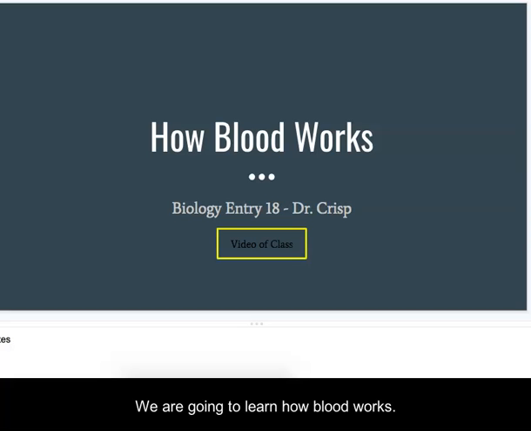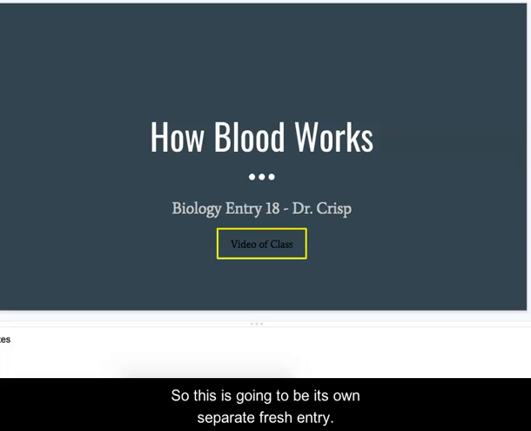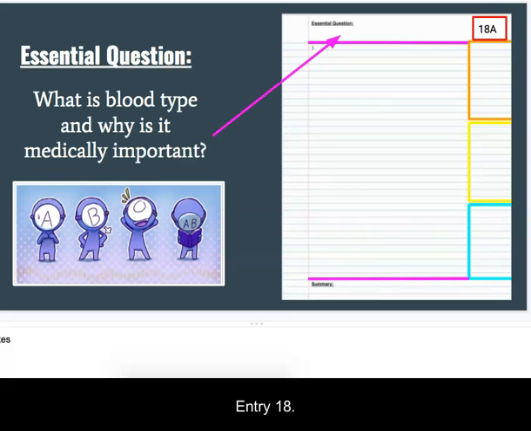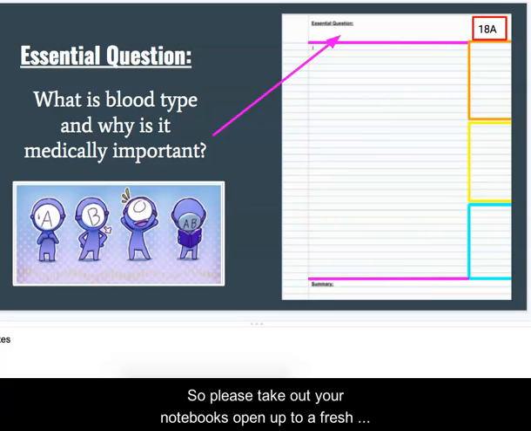We are going to learn how blood works. So this is going to be its own separate fresh entry, entry 18. So please take out your notebooks, open up to a fresh page.